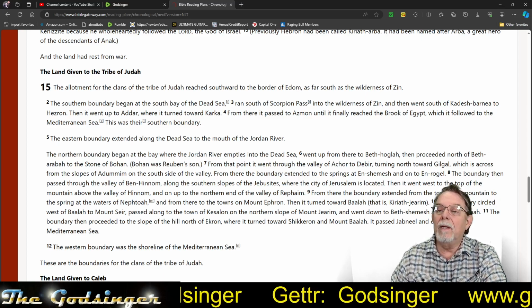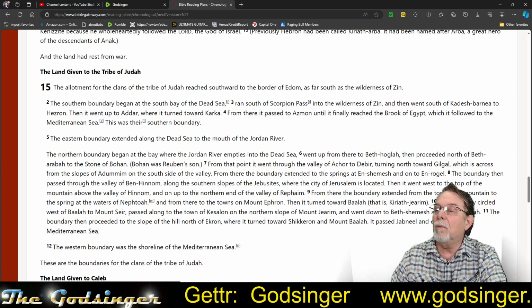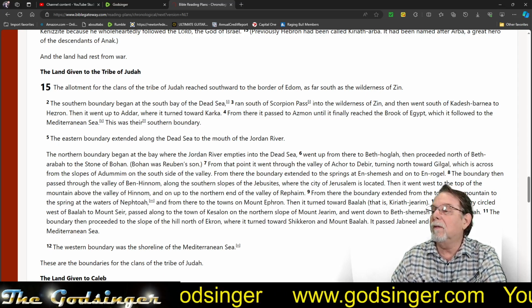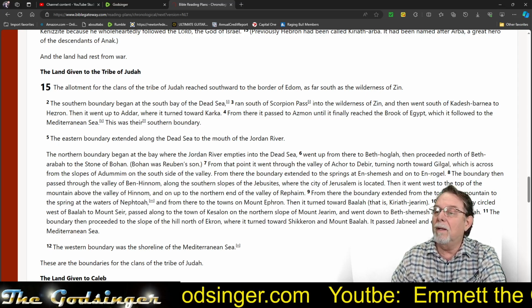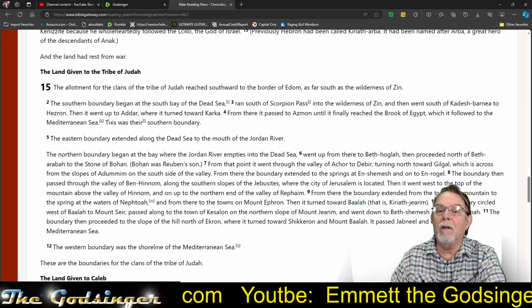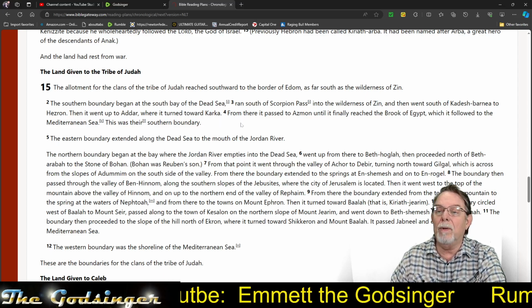The southern boundary began at the south end of the Dead Sea, ran south of the Scorpion Pass into the wilderness of Zin, and went south to Kadesh Barnea, to Hezron, then went up to Adar, where it turned to Karka. From there it passed to Azmon, until it finally reached the brook of Egypt, which it followed to the Mediterranean Sea. This was their southern boundary.